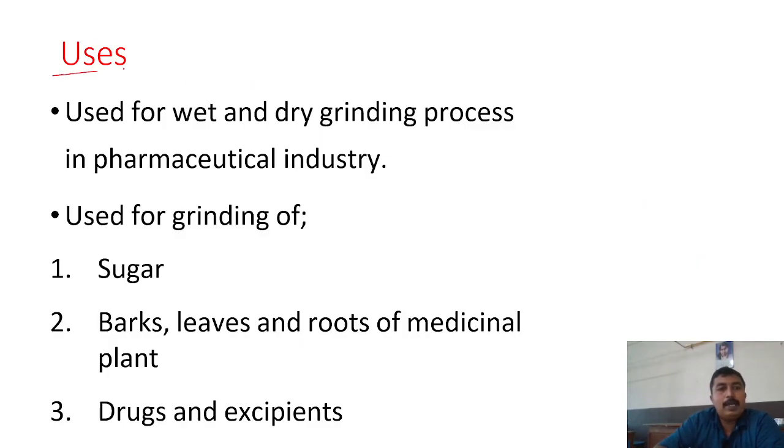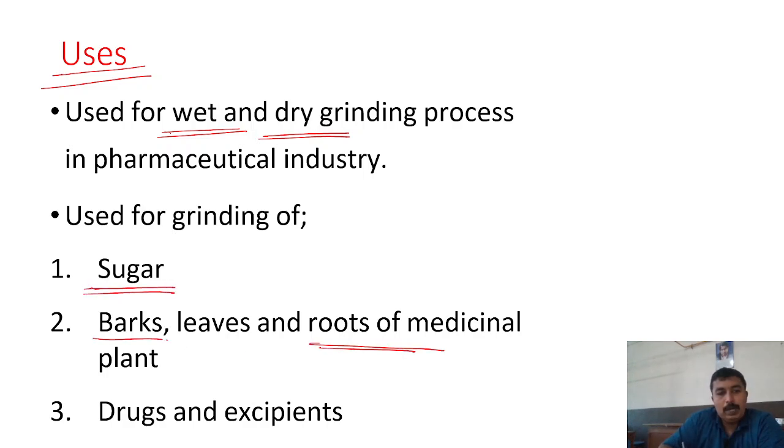Let us see the uses of the hammer mill. The hammer mill is used for both wet grinding and dry grinding of material in the pharmaceutical industry, especially for grinding of sugar, and then medicinal plants. So barks, leaves, roots of the medicinal plant.